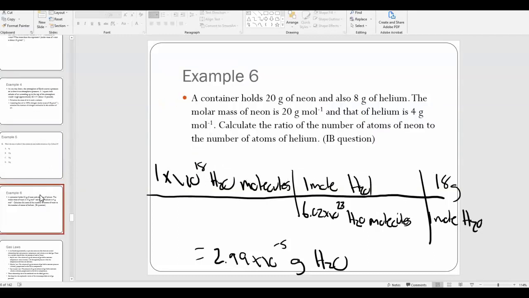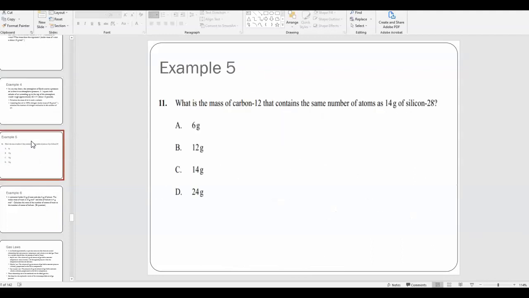Okay, so we are going to do one more calculation problem, and then we'll do a few more in class. So example 5, this is actually from a past IB exam. I'm going to give you a big hint on this type of question in case it ever comes up on the IB exam or on your test. It talks about carbon-12, and it talks about silicon-28. At some point in the future, we'll talk about what exactly that means.